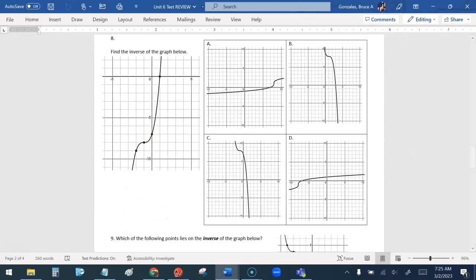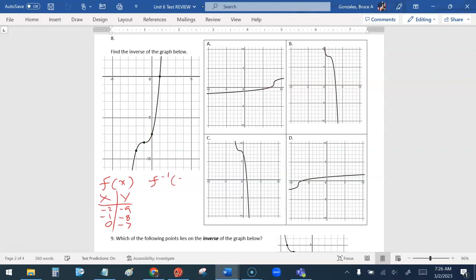All right. Find the inverse of the graph. So let's get some points from this graph. The original graph. I have negative 2, negative 9, negative 1, negative 8, 0, negative 7. I'll just take those 3 points.